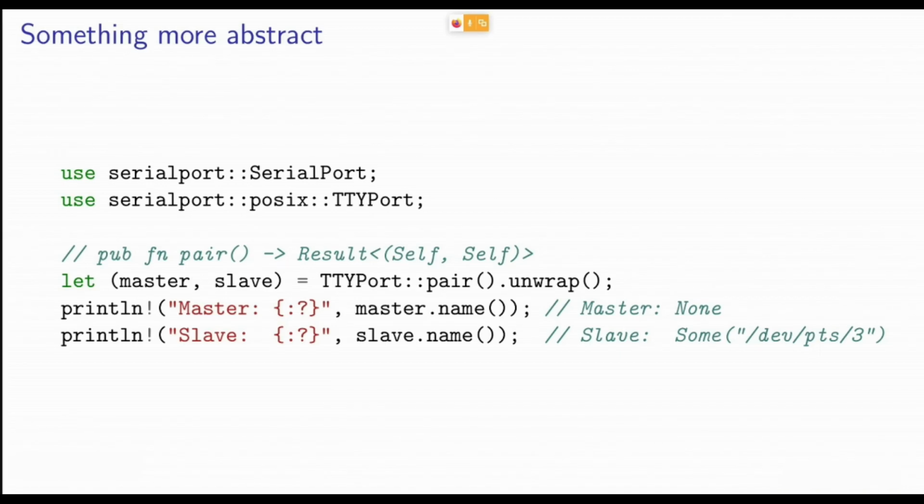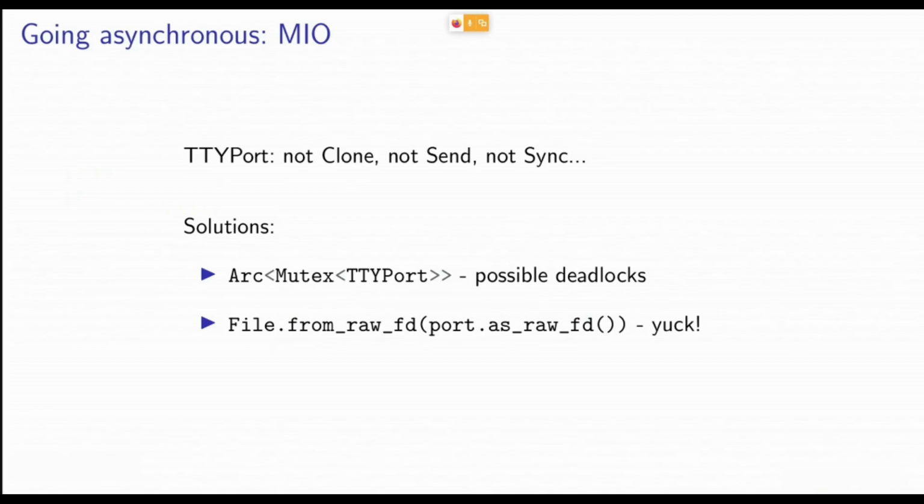It still works like in C, because it has no clone, no send, no sync, etc. So if we want to use threads with that, for instance, reading and writing on that port at the same time, it's not really obvious how to do it. Of course, you can use Arc and Mutex, but deadlocks are possible, right?